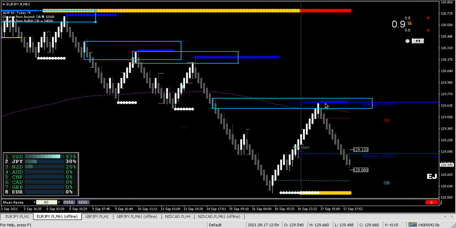We also have a 4-hour level of resistance that has been printed. And this is the trade that I missed. I was waiting for it, but I got so busy doing some other things that I missed it. We have our ADR. And what happened? They created an order block.